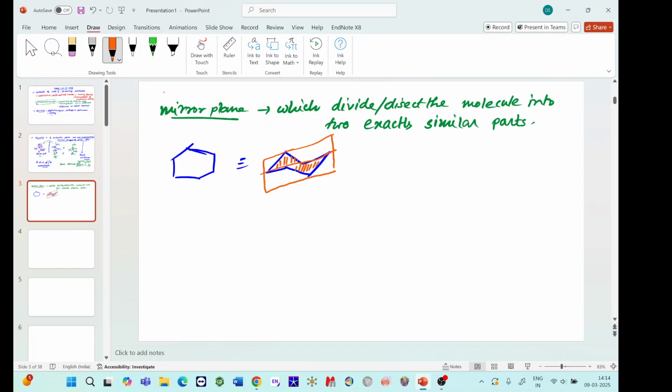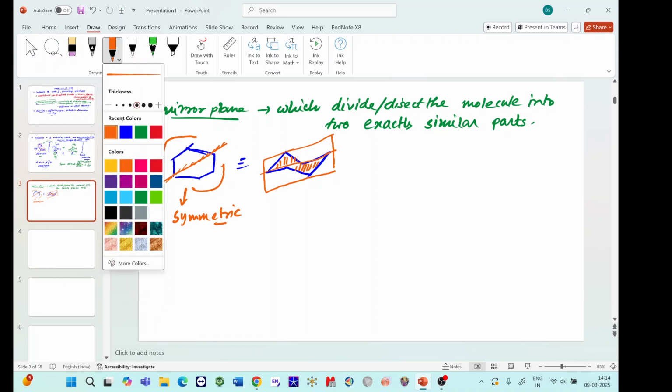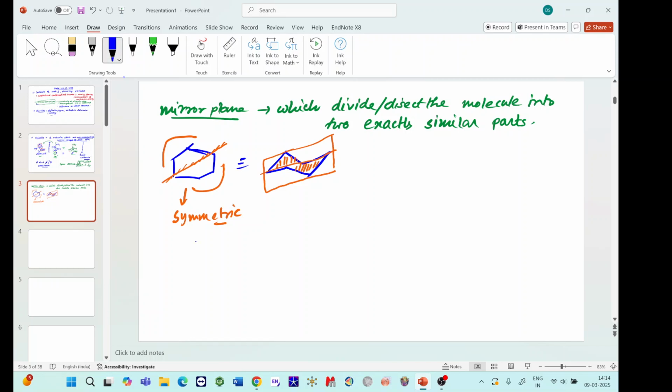Okay, so more likely you can consider it like this. This is a mirror plane. You have one this up, you have one this up. So these are exactly the same. So this is called a mirror plane. Okay, and the molecule is called symmetric.